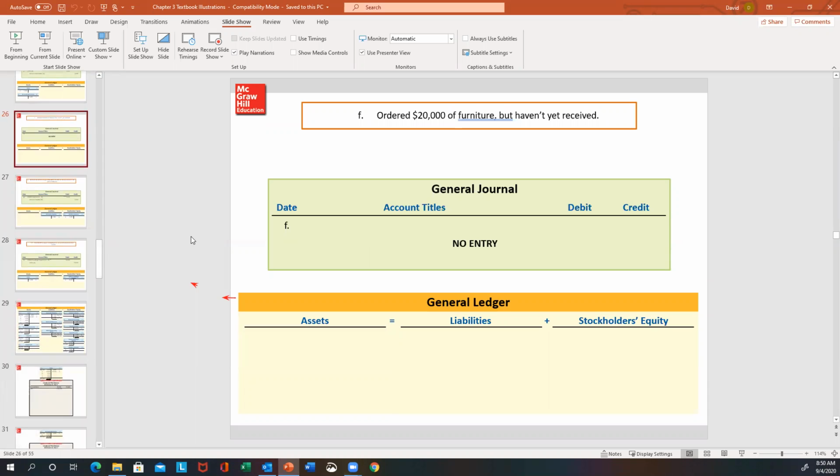Next one, we've ordered the furniture. We haven't received anything yet. Usually they don't charge until it's been shipped. So in this case, there would be no entry.